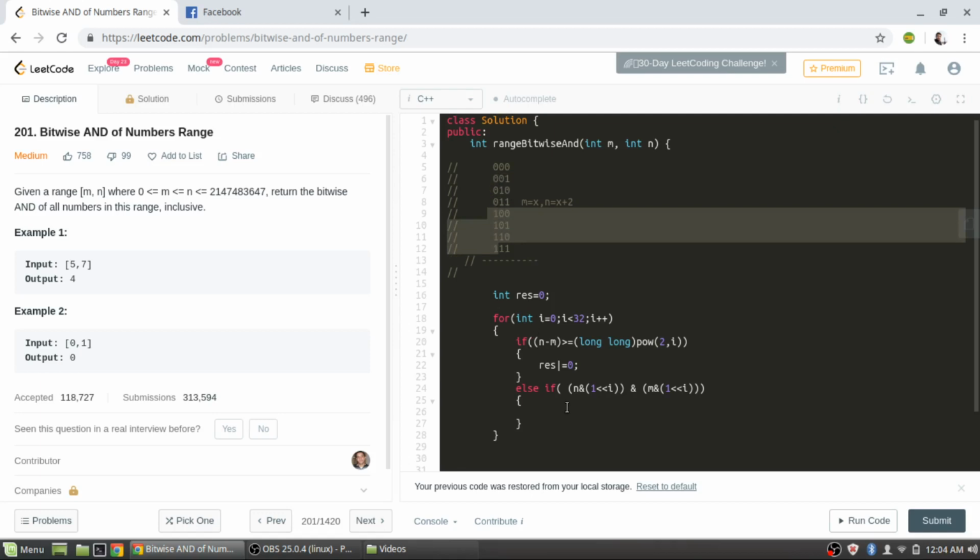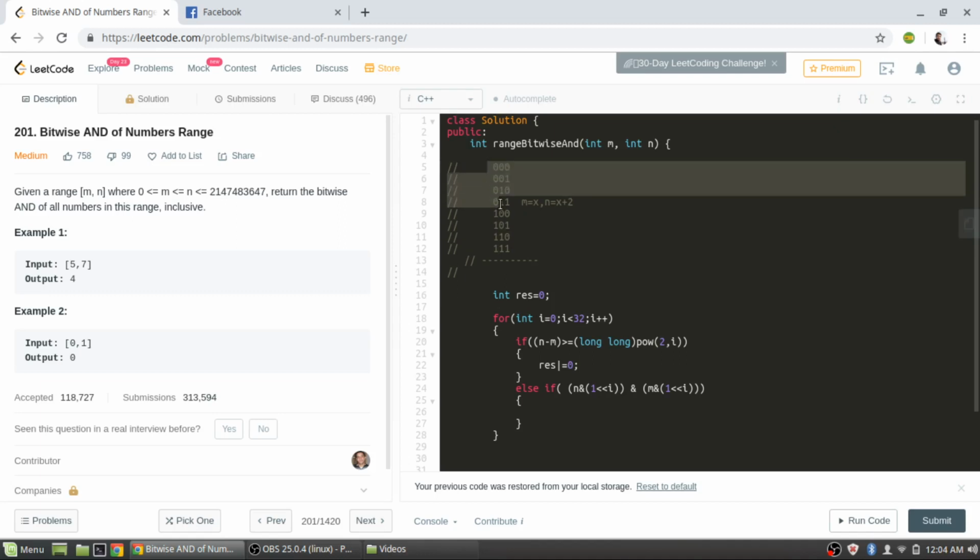And if this is not the case, then n and m can lie in the 1st block itself, or another case would be n and m can lie only in the 0th block, so n can be here and m can be here. And the third case would be n can lie in the 0th block and m can lie in the 1st block. But if the AND is 1, which means that the ith bit of n and m is set, then we know that we are going to get 1 in the ith position of the result.